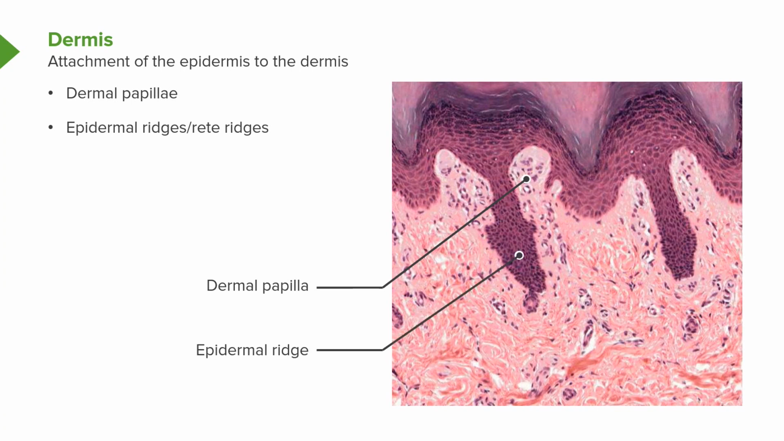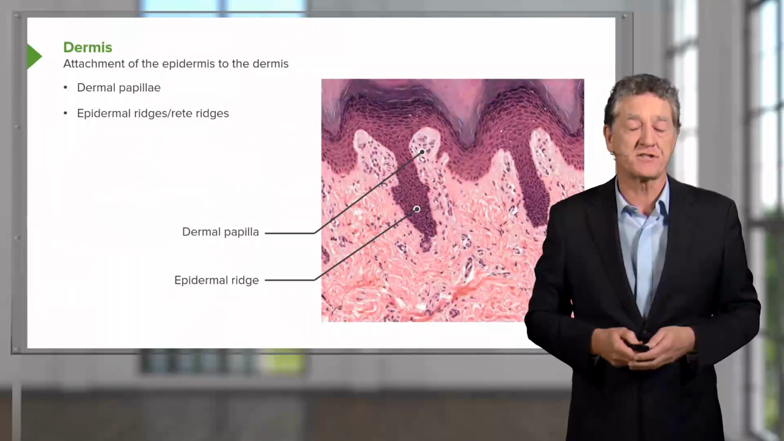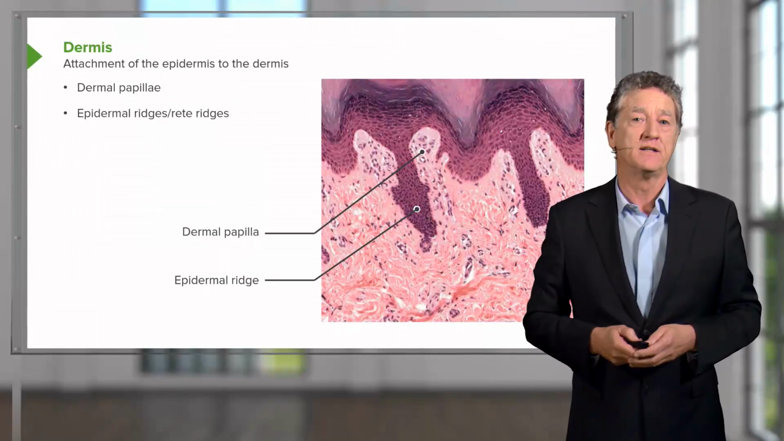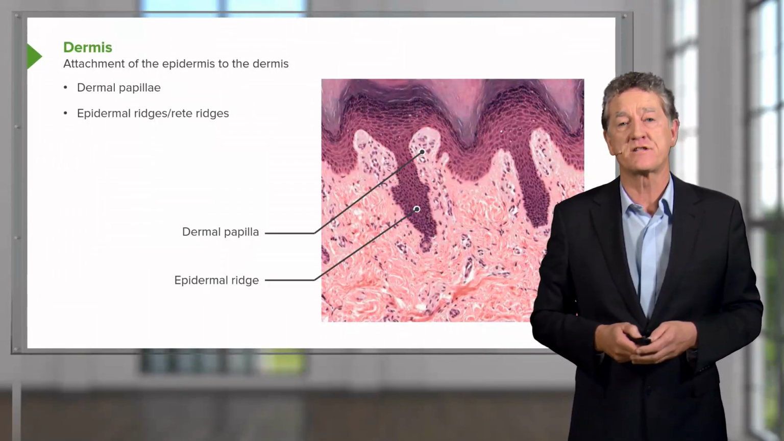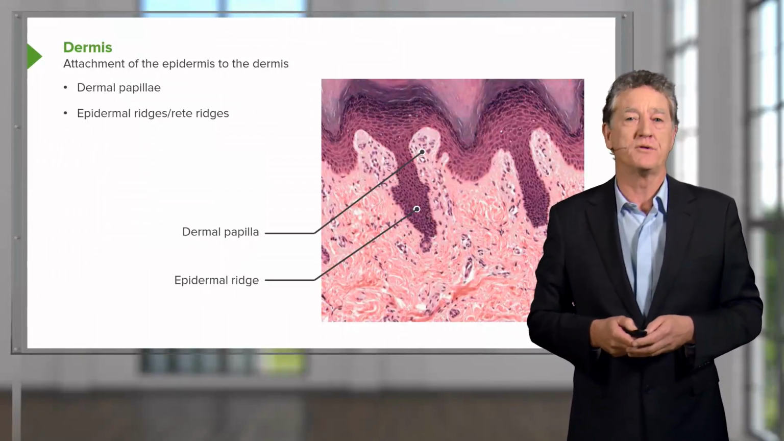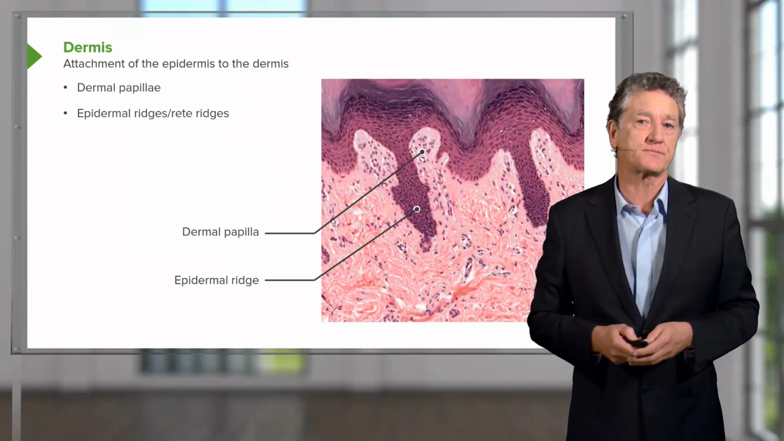And also epidermal components bury down, invaginate into the dermis. And that creates a large surface area of the interface between the epidermis and the dermis. And because it's such a large surface area, then the epidermis is tightly bound to the underlying dermis.